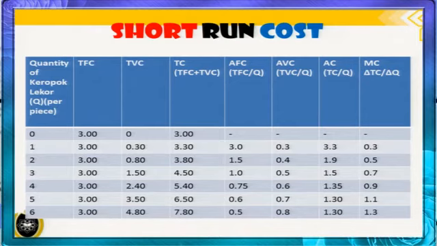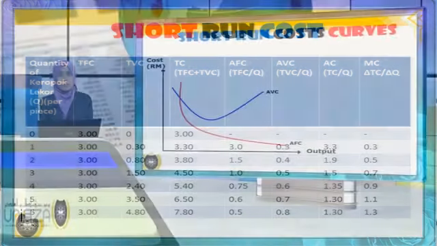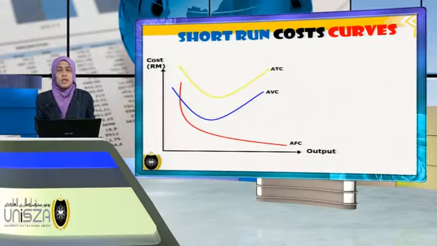The last column, which is column 8, is marginal cost. Marginal cost refers to the increase in total cost that arises from an extra unit of production, or can be simplified as the change in total cost divided by the change in output. Okay, now we see how these curves look like.